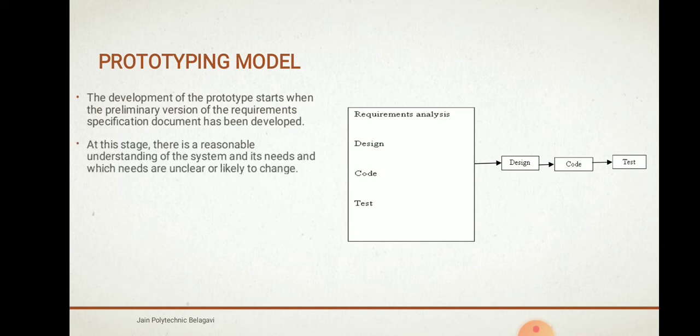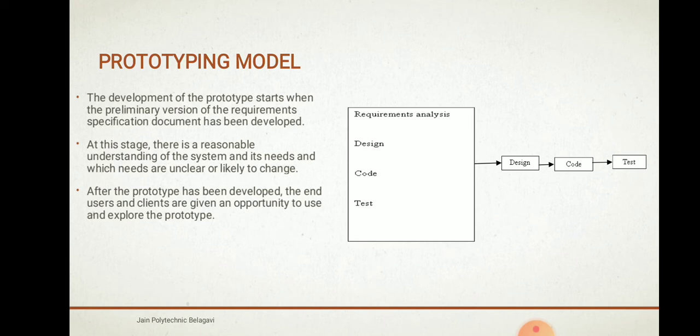Now at this stage there is a reasonable understanding of the system and its needs, and some needs are unclear or likely to change. So here, instead of going directly to the design, many changes are made to the requirements which are unclear. So requirement changes are done at the requirement analysis phase only.